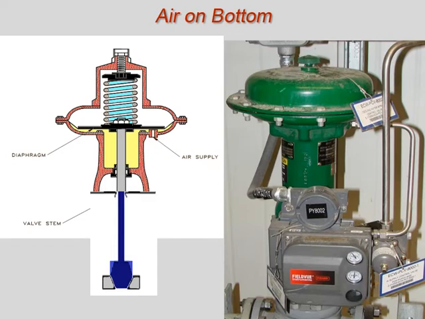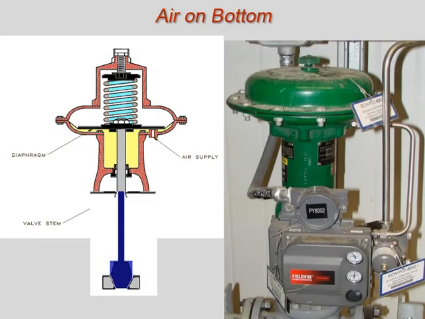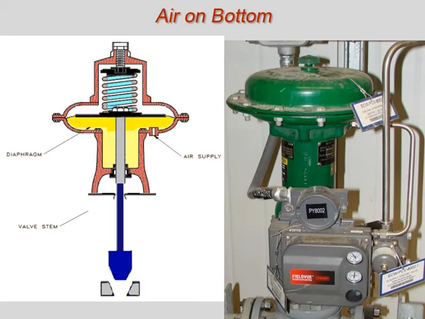For an air on bottom actuator, air pressure is applied to the bottom of the diaphragm, which is connected to the valve stem. The force applied to the diaphragm causes the diaphragm to flex upward against spring tension as the air pressure increases. Since the diaphragm is connected to the valve, the stem moves upward as the diaphragm flexes. The magnitude of the applied air pressure determines how far the valve travels.